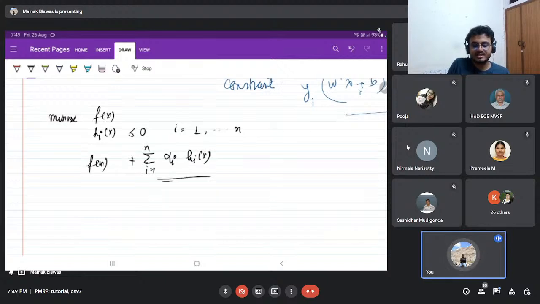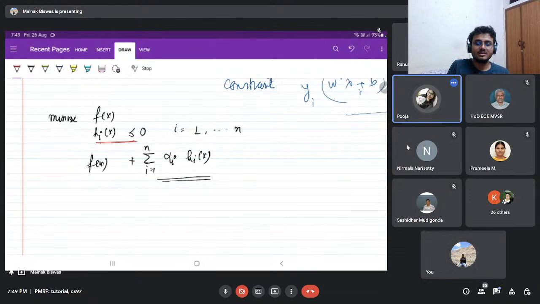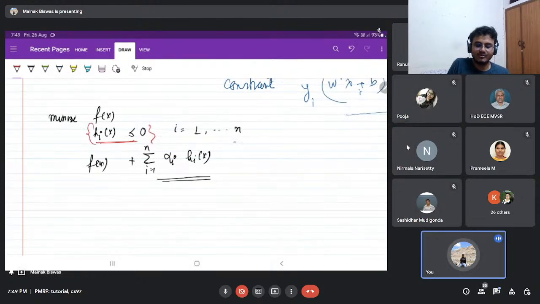So what is this? Is it greater than 0 or less than 0? Pooja? Each of these terms is less than 0 and the alpha_i's are all greater than 0.